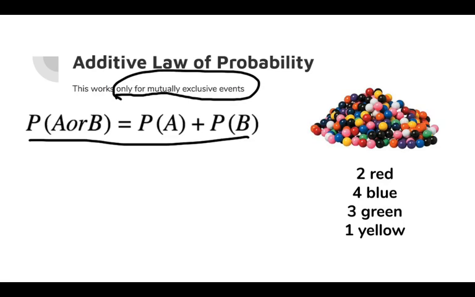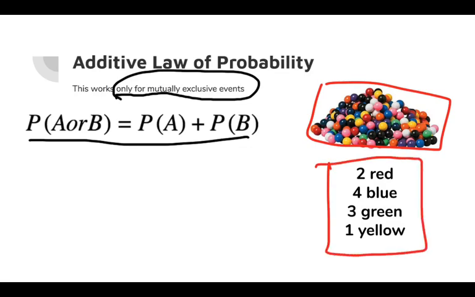The example I have is, let's say you have a pile of marbles. This pile of marbles has more colors in it than I have displayed here, but let's say this is what the distribution looks like: 2 reds, 4 blues, 3 greens, and a yellow. And I could ask you, what is the probability of you pulling out a green or a blue marble?